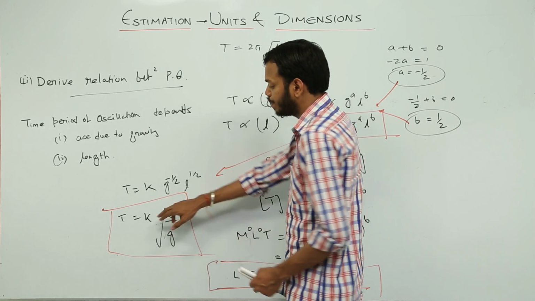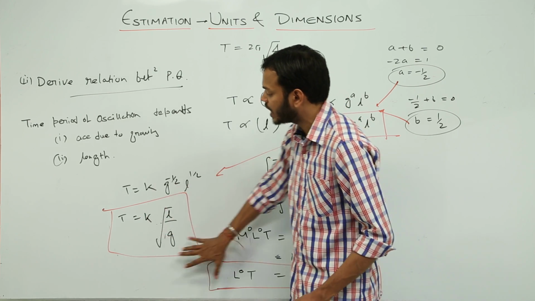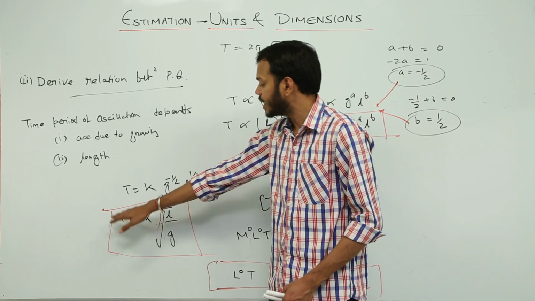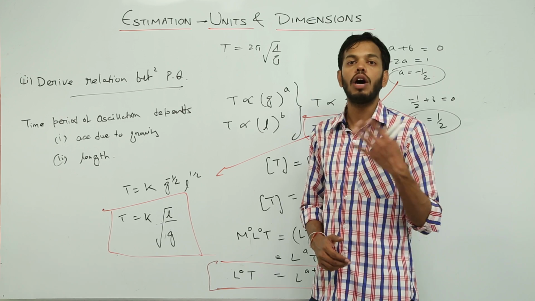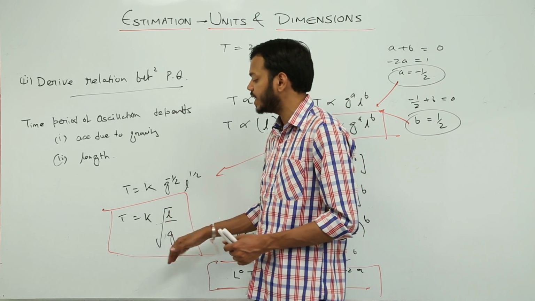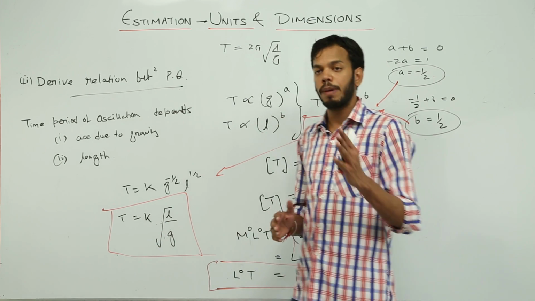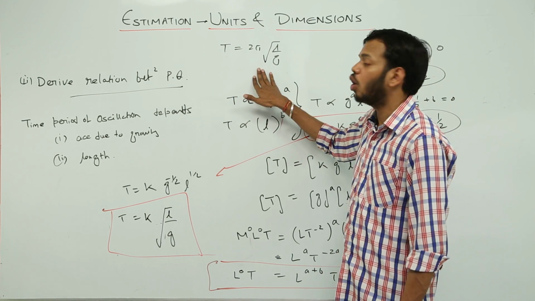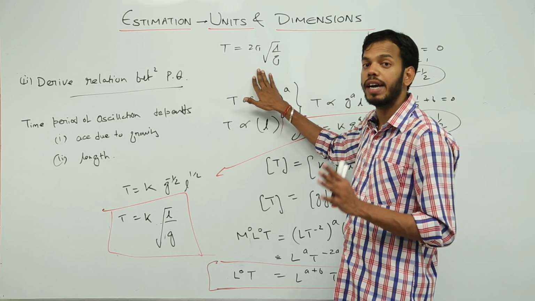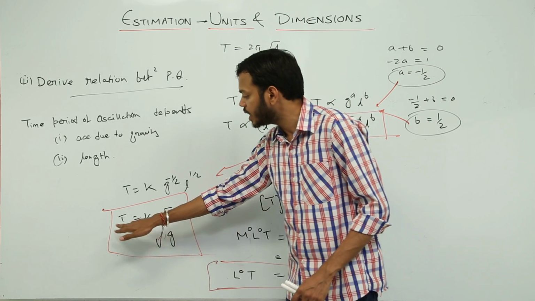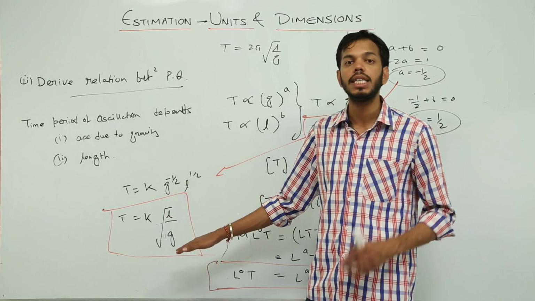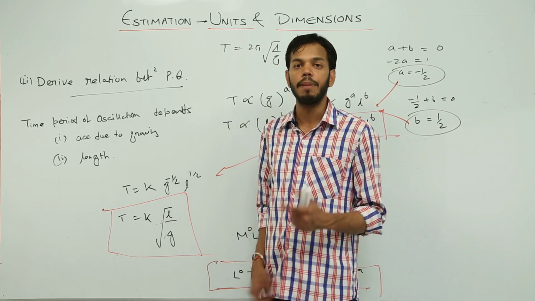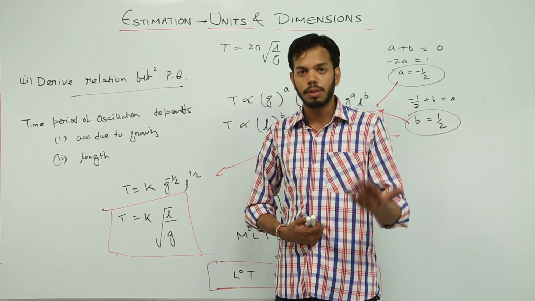How? Keep k here and take everything to that side. That means k is t upon under root L by g. So now you just put the values of t, L and g and you will find the value of k. So experimentally k is found out to be 2 pi. You have to write this only if you know the actual relation, otherwise you will write only t is equal to k times under root L by g, and the constant of proportionality can be figured out using experiments.